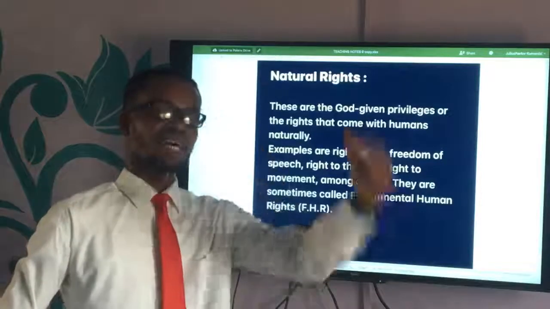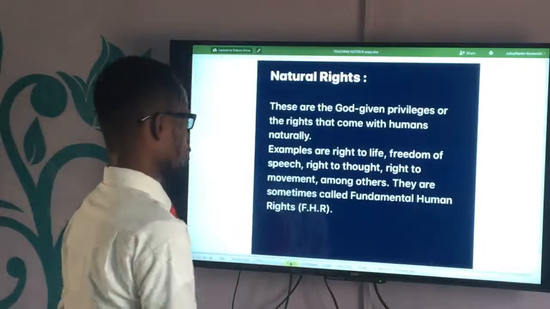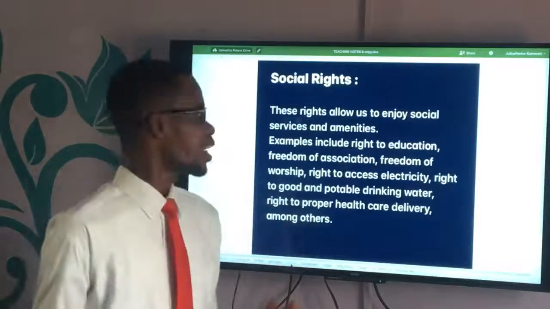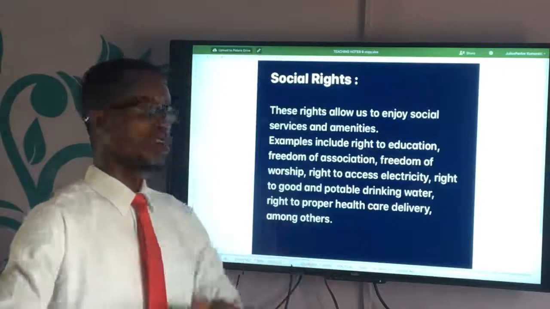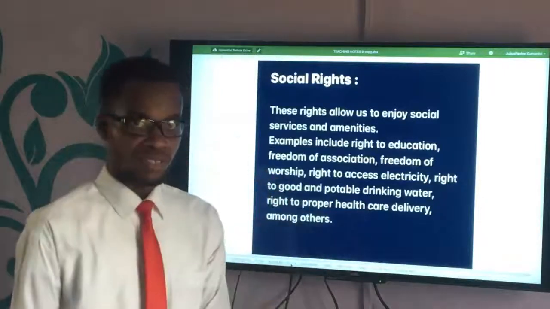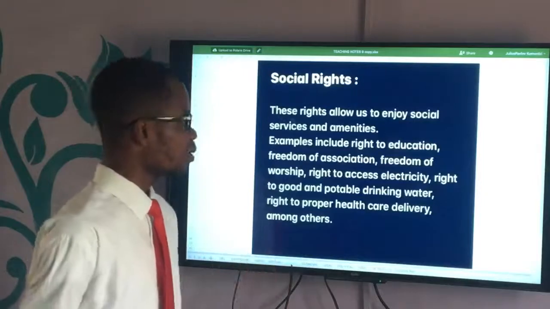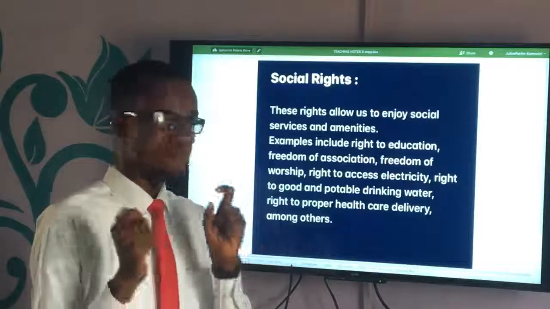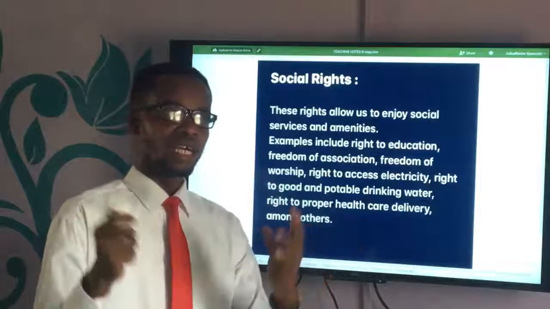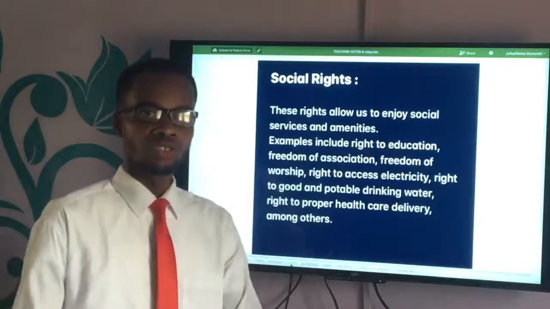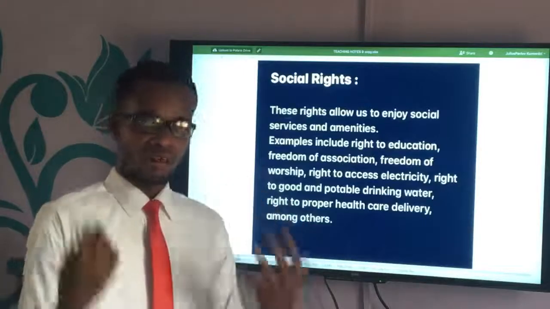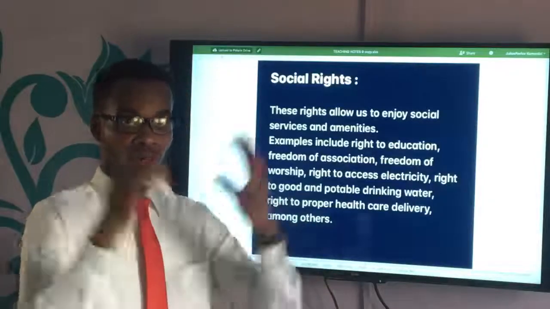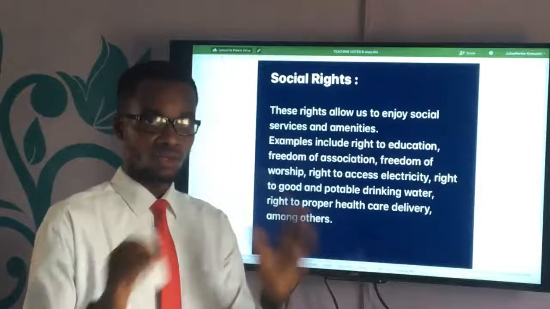So we take a step further, then we look at social rights. A social right, these rights or entitlements or privileges, you can put it that way, allow us to enjoy social services and amenities. So you have people in countries and they talk about what they want to enjoy, what they need, what makes their lives comfortable. And this is where they get them from. So they have the right to that, and we categorize that as social rights.